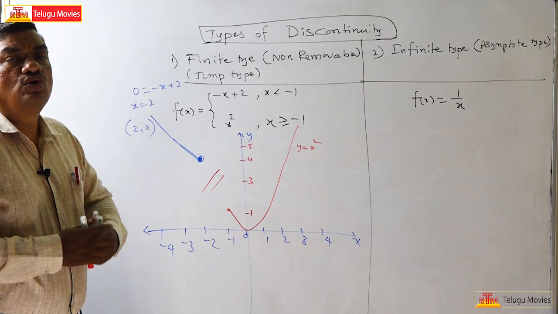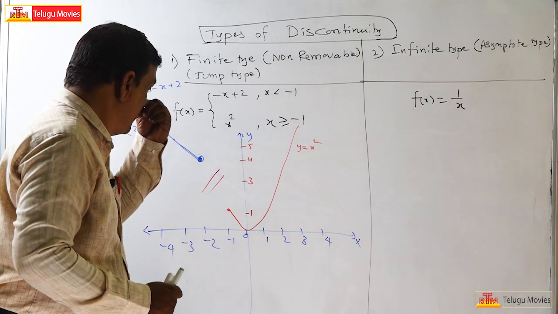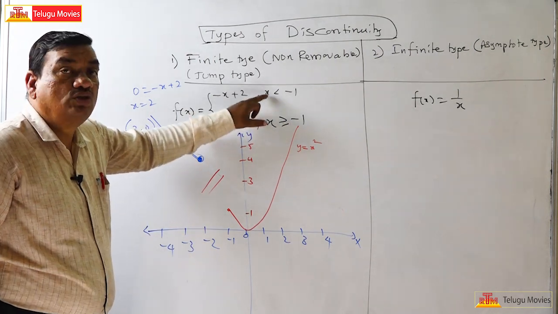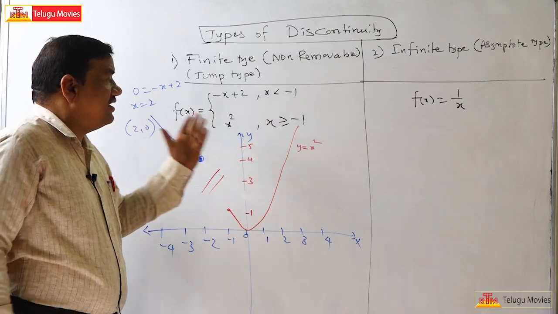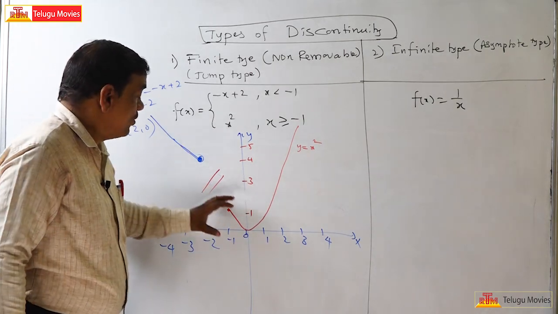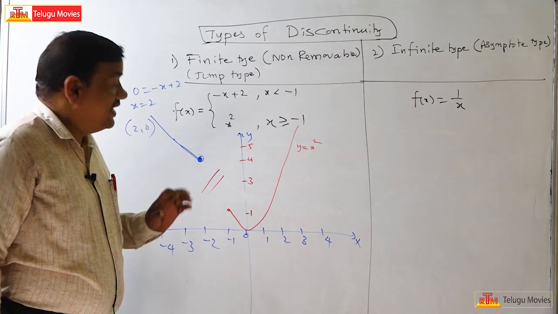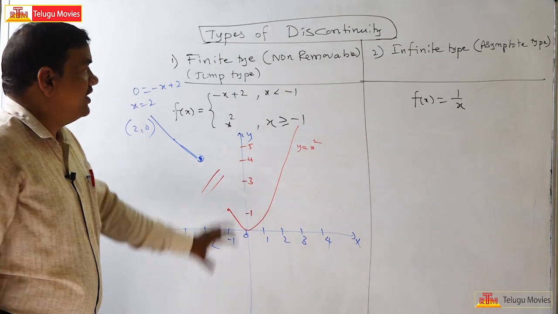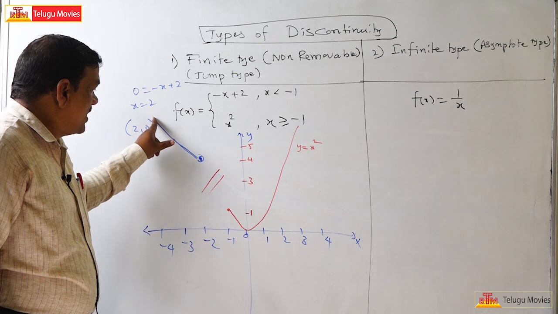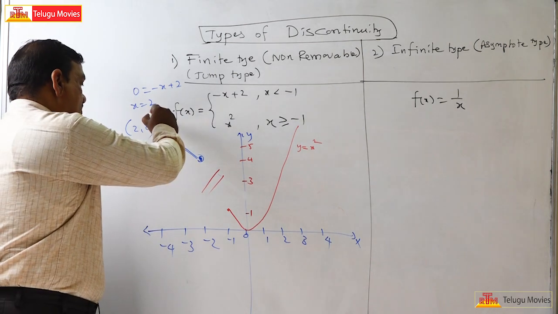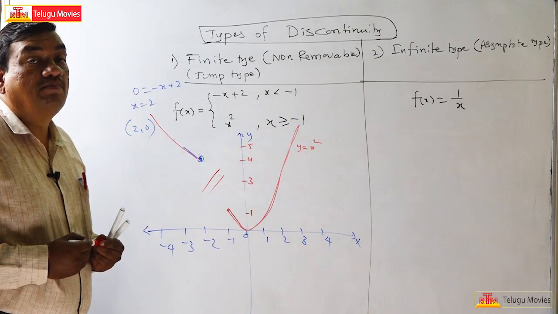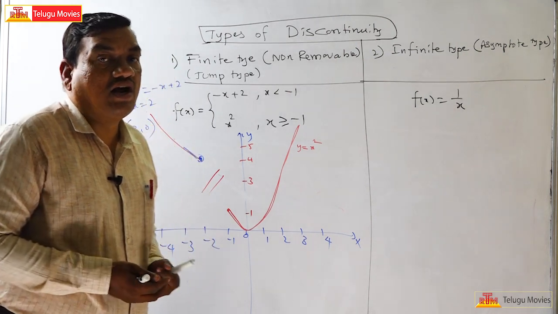Here the gap is there. By any means you cannot fill it, because the domain is continuous: x less than minus 1, x greater than or equal to minus 1. It is a continuous domain. So by any means you cannot fill this gap. That's why it is non-removable, and we call it a jump type function. The curve comes like this, up to here, then it jumps here, and it is continuous like this. So that's why this is called jump type of discontinuity, which we cannot remove.